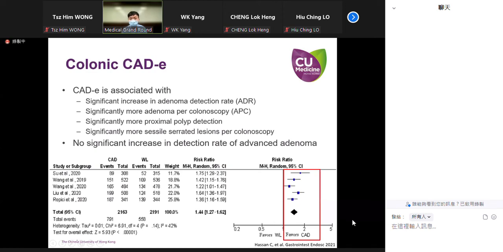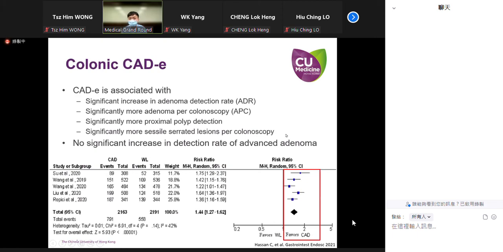4,300 patients within these clinical trials. And from this forest plot, we can see that colonic CADe is associated with a significant increase in adenoma detection rate. The adenoma detection rate is strictly defined as the proportion of patients undergoing screening colonoscopy in whom at least one adenoma is discovered. And other than that, the study also found significantly more adenomas per colonoscopy, and also more proximal polyps detected, and also more sessile serrated lesions detected with the colonic CADe.